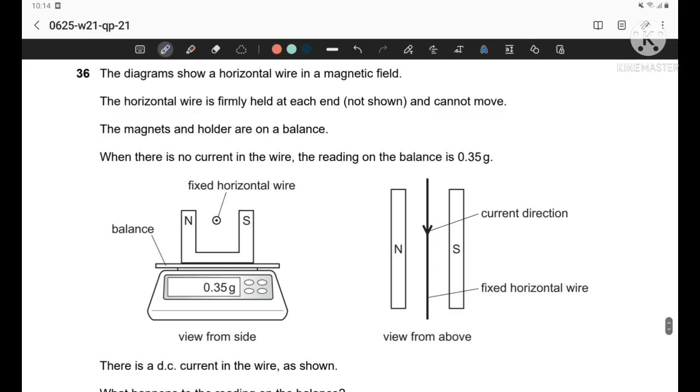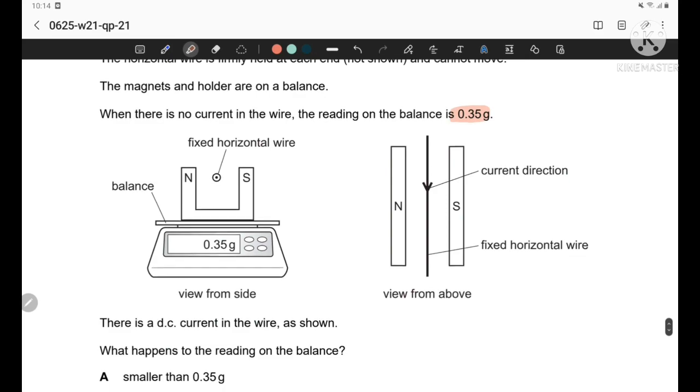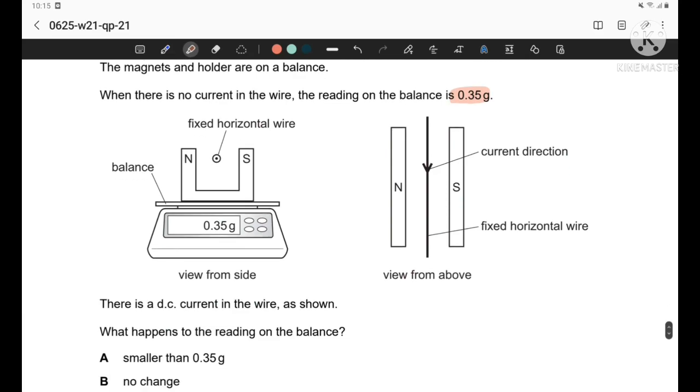Question 36. The diagrams show a horizontal wire in a magnetic field. The horizontal wire is firmly held at each end, not shown, and cannot move. The magnets and holder are on a balance. When there is no current in the wire, the reading on the balance is 0.35 gram. There is a DC current in the wire as shown. What happens to the reading on the balance?